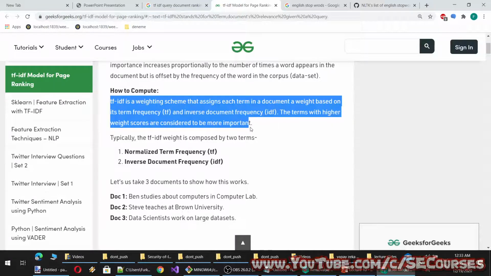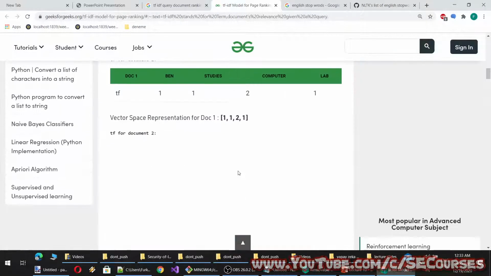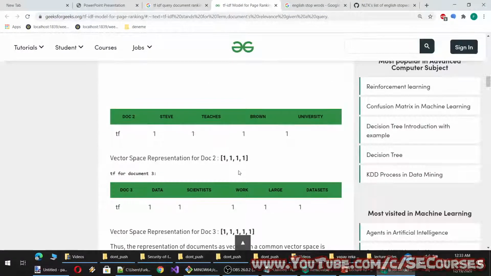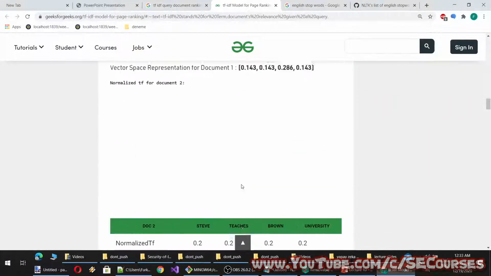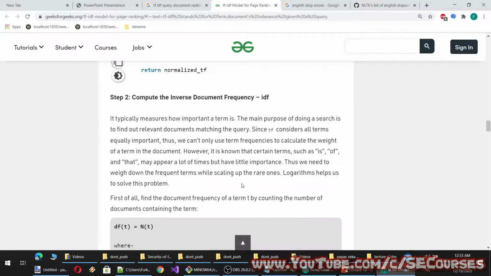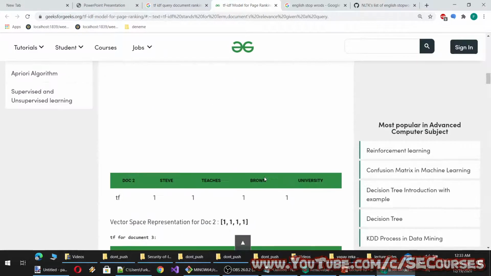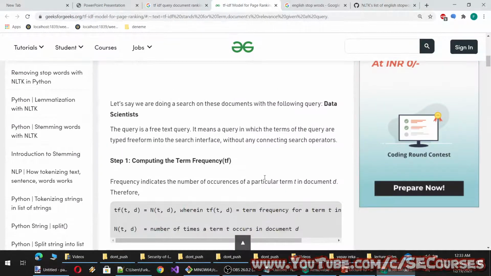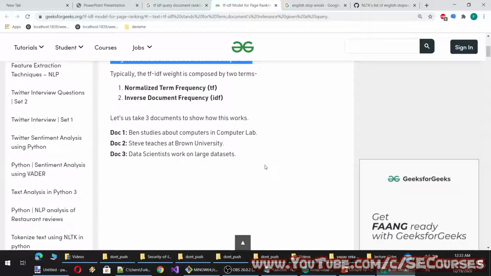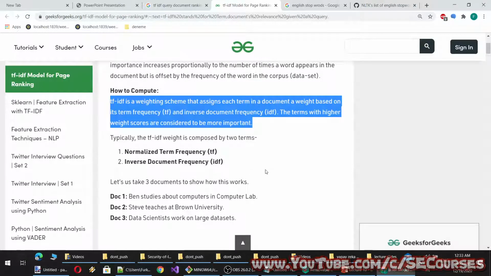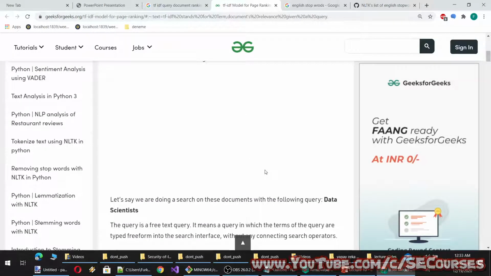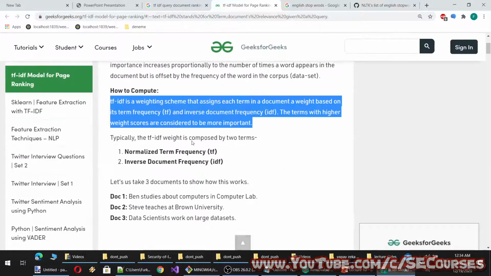How to compute. Let's check first whether this is a good example or not. Okay, yes, this is a good example.